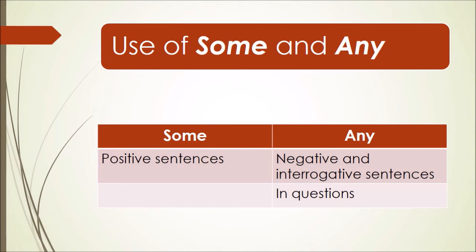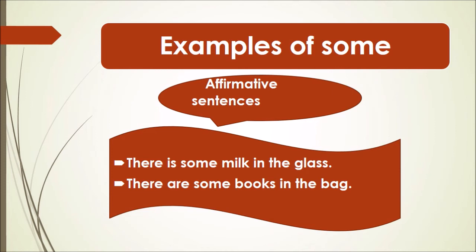दोनों का मतलब same है लेकिन इनका usage different है. So, some is used in positive sentences and any is used in negative and interrogative sentences. So, we have some examples of some. There is some milk in the glass. There are some books in the bed. In both sentences, some is used and both are affirmative sentences. दोनों में कोई नफी बात नहीं इस्तेमाल, इसलिए हम यहाँ पे some को use करें.